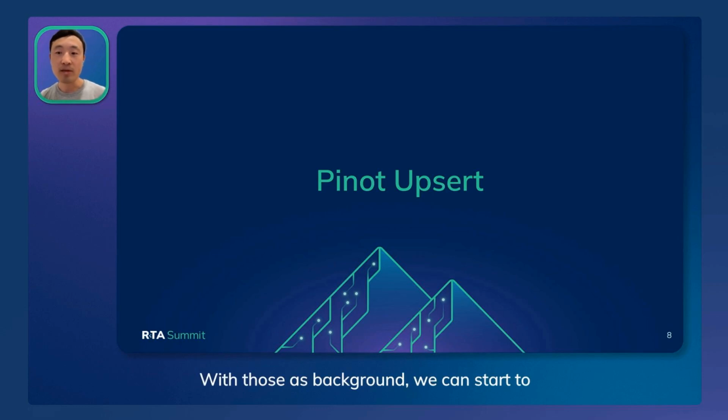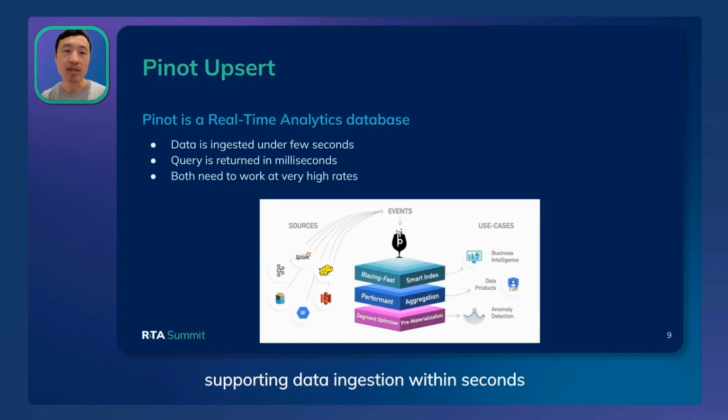With that as background, we can start to talk about Apache Pinot and its Upsert. Pinot is a real-time analytics database supporting data ingestion within seconds and query response in milliseconds. Pinot can achieve this at a massive scale, maintaining the performance needed for real-time analytics workloads. As shown in this figure, Pinot supports streaming data sources and batch data sources, and is able to support use cases like dashboarding and anomaly detection, all in real time.